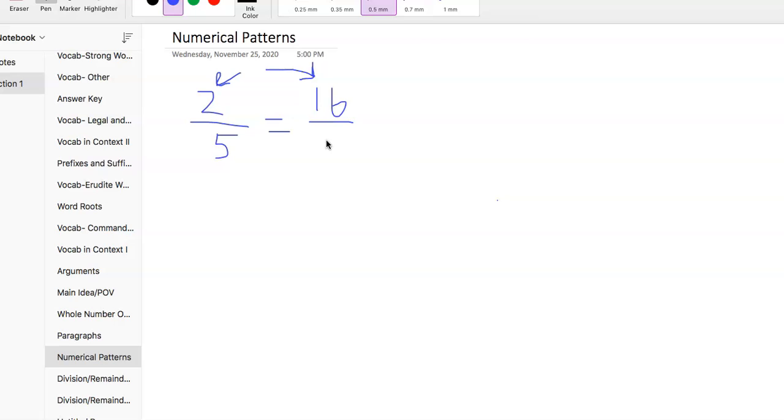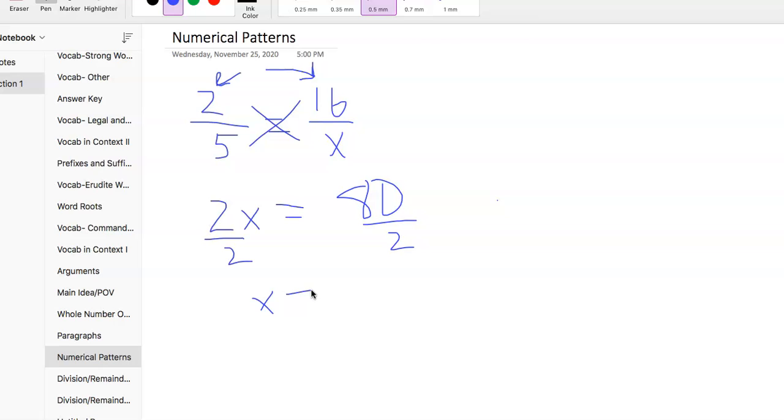Okay, and then down here below is what we don't know, right? And that's the total number of questions on the exam, X. Okay, so once we've done that, we have it set up correctly, and we can cross multiply these guys. 2 times X is 2X. 16 times 5 is 80. Divide each side by 2. X is 40. Okay, and so there's the math.